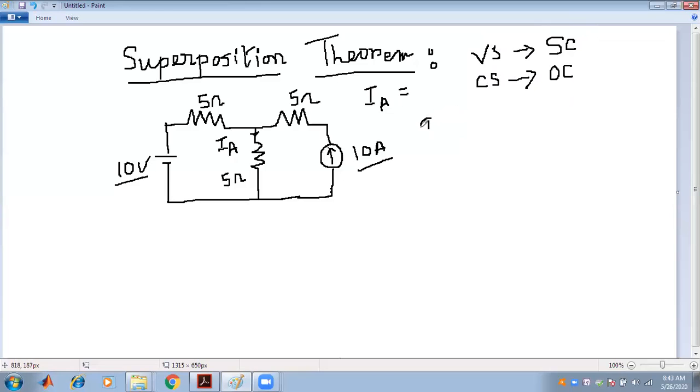First, let the current source be activated and the voltage source short circuited. The equivalent circuit will become this one.